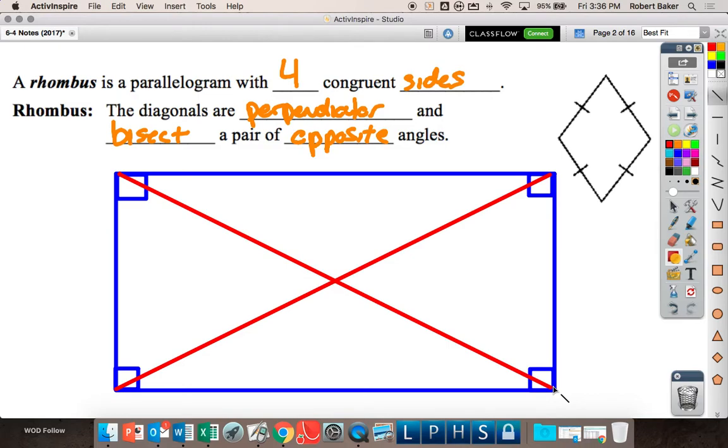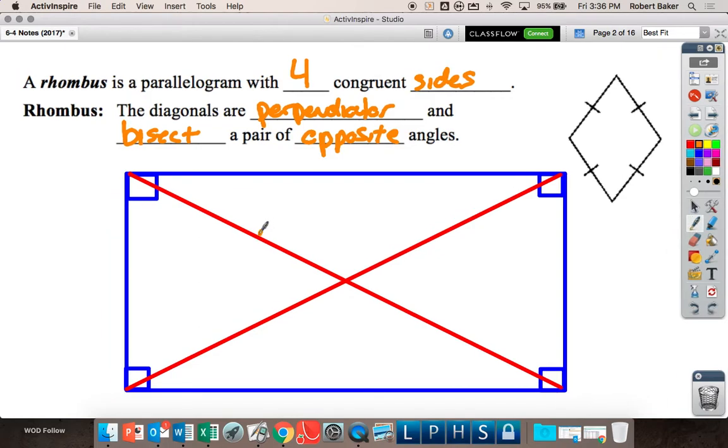So what I'm trying to say is, if this whole red line is 10, how big is this piece? 5. And how big is this piece? 5. But a rectangle property says, if this whole diagonal is 10, how big is this whole diagonal? 10, because diagonals are congruent. Indeed.